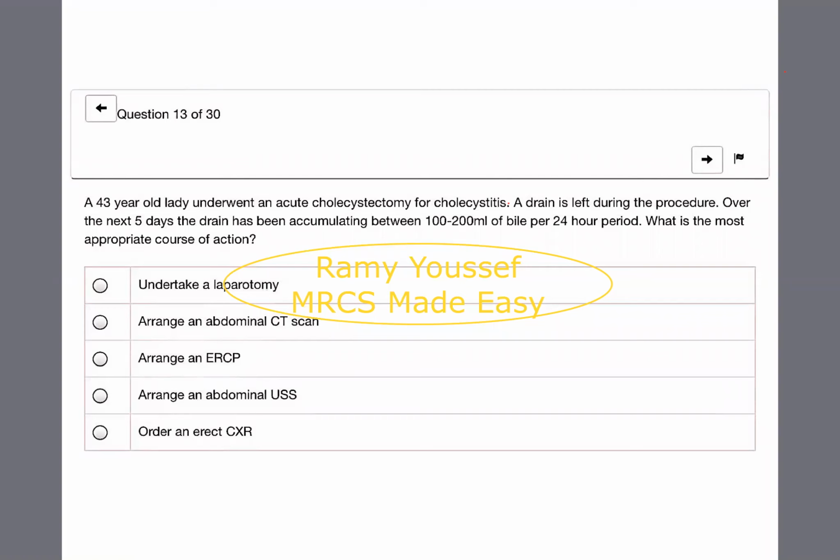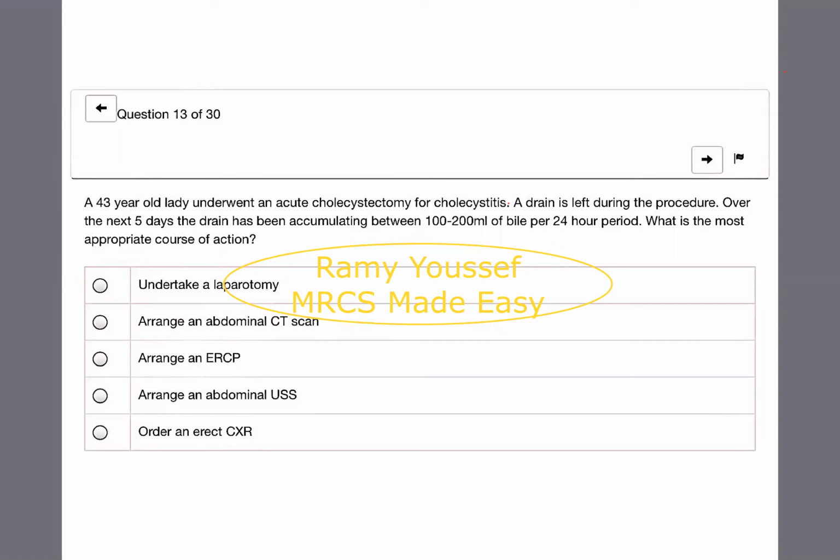What do you expect? Maybe we made an injury to the common bile duct. Yes, maybe. But the most common cause, and this is a station part B, if you find bile, is a slipped clip or slipped ligature. Okay. Why would you do an ultrasound for this patient?